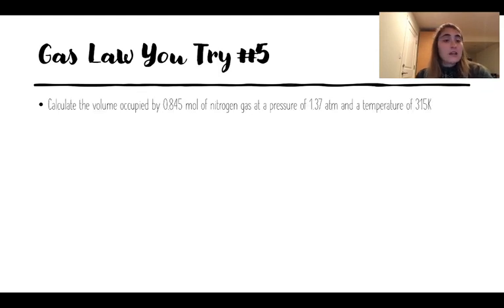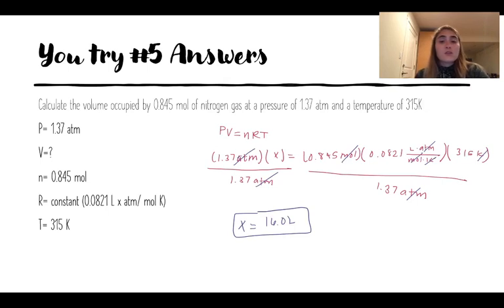Okay, here's the U-try. Calculate the volume occupied by 0.845 moles of nitrogen gas at a pressure of 1.37 atm and a temperature of 315 Kelvin. Okay, we're going to move on. So here are the answers.